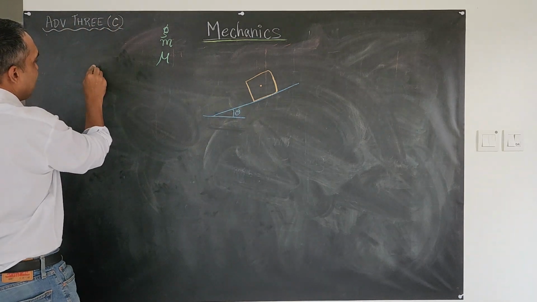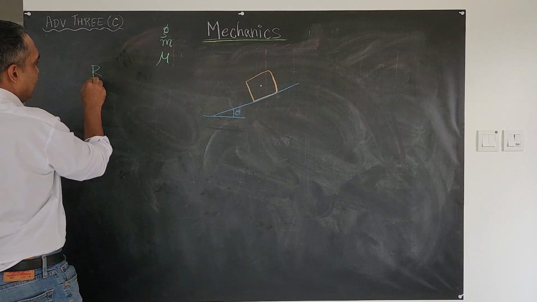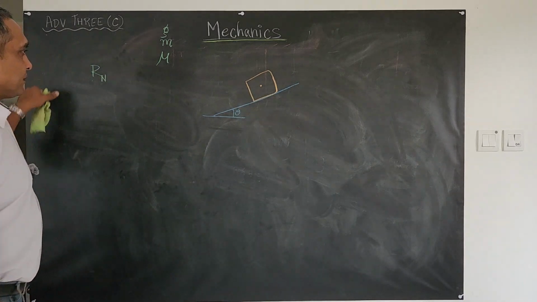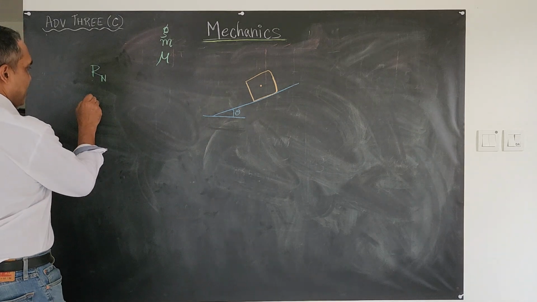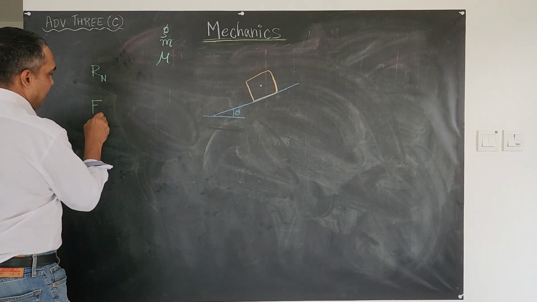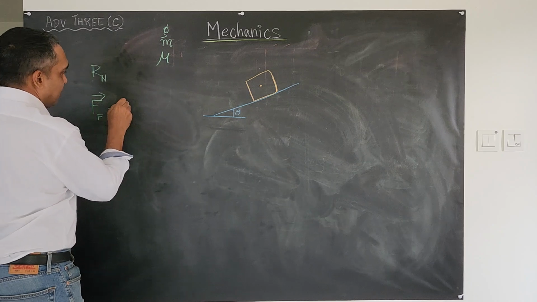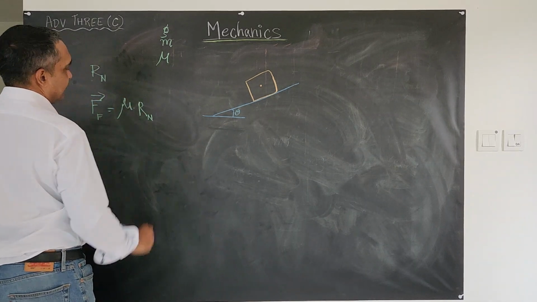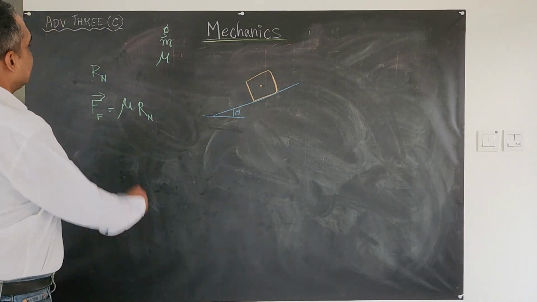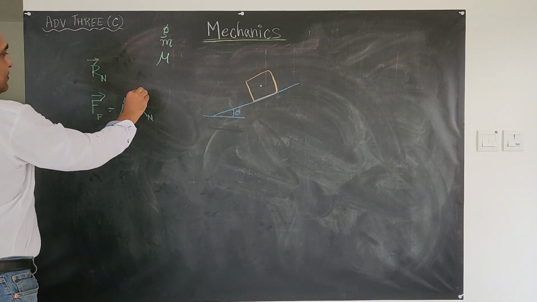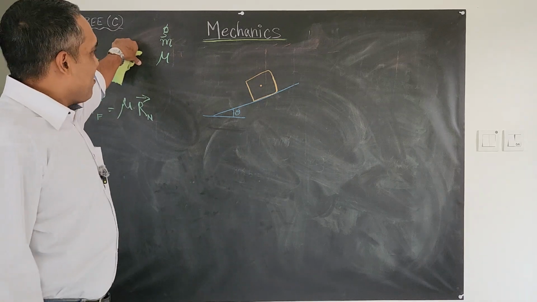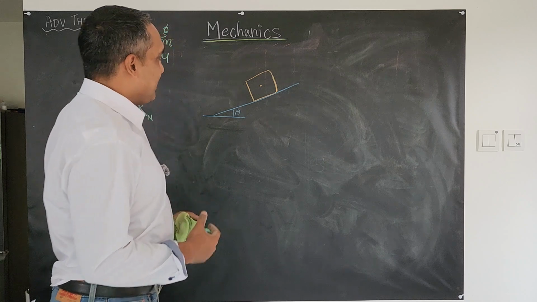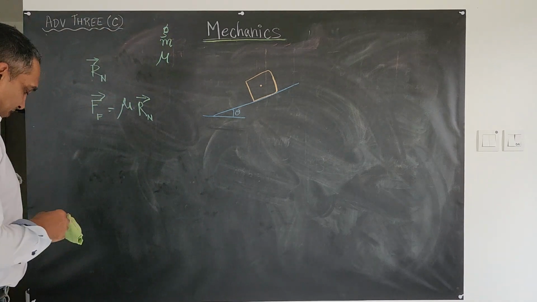I can also define the normal reactive force here. That's the reaction force, the normal reaction, R normal. I can also define friction. F friction is equal to mu R normal. I love that. Okay, what are we doing? Let's take a look at this, and let's understand why center of mass becomes so important for us.